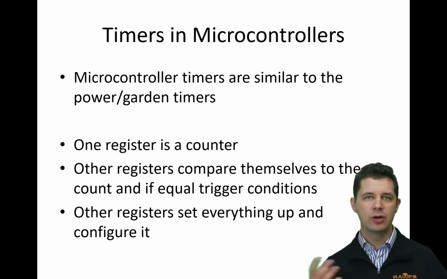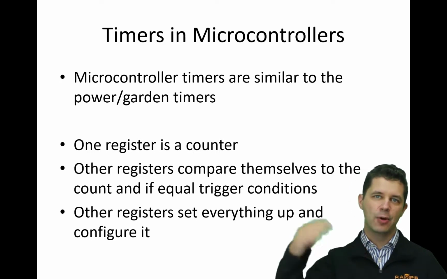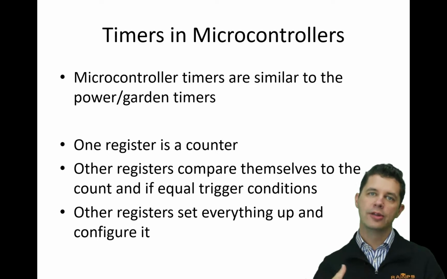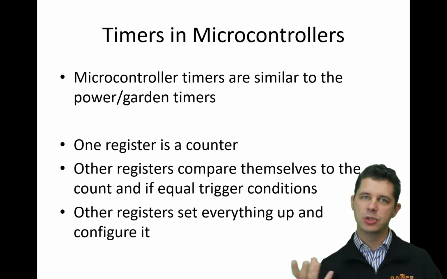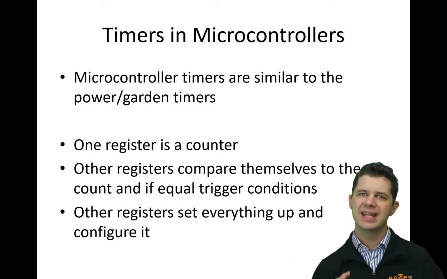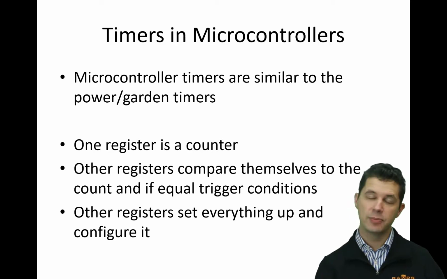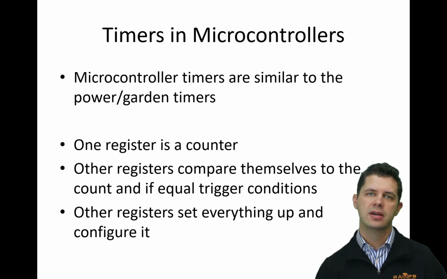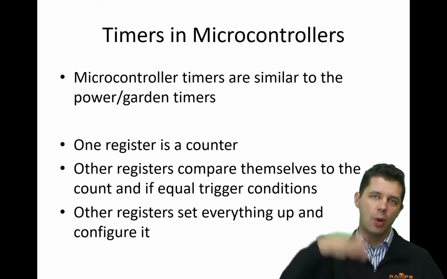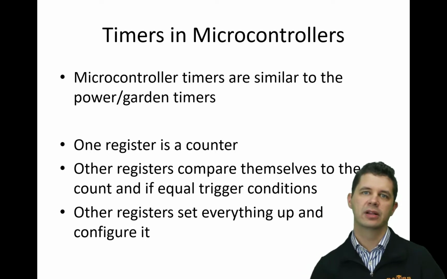We have one register that will be a counter. It will count up and just keep on counting up, and we can control the rate at which it counts and what it counts up to and things like that. We then have other registers that compare themselves to that count register. And if they're equal to it, a trigger condition occurs. Now, that trigger condition might be to generate an interrupt. We've recently talked about interrupts. That trigger condition might be to flip a pin, make a pin go from high to low or low to high or something like that.